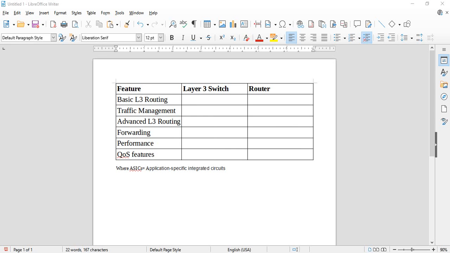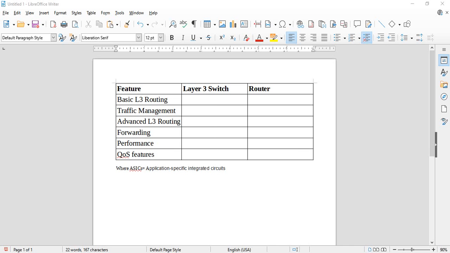Today we will be talking about the features of layer 3 switches and routers, on the basis of basic layer 3 routing, traffic management, advanced layer 3 routing, forwarding, performance, and quality of service features. And we will be separating layer 3 switches and routers on the basis of these features.